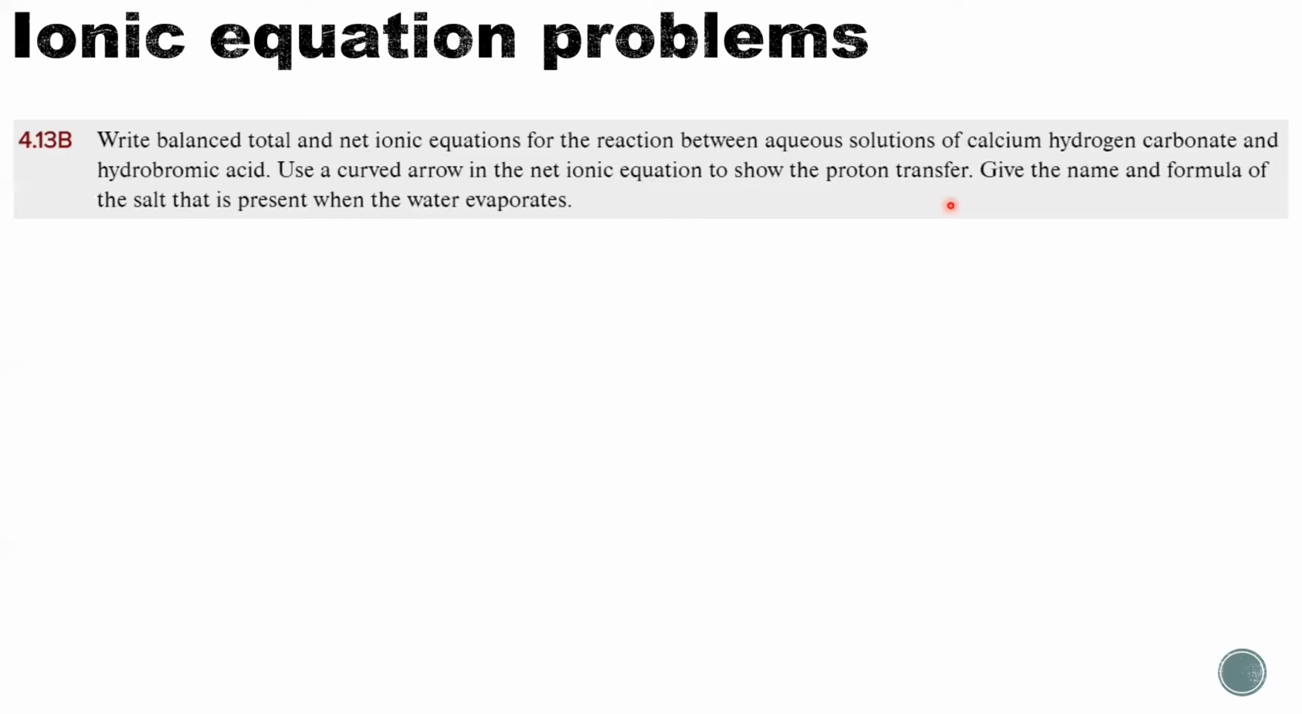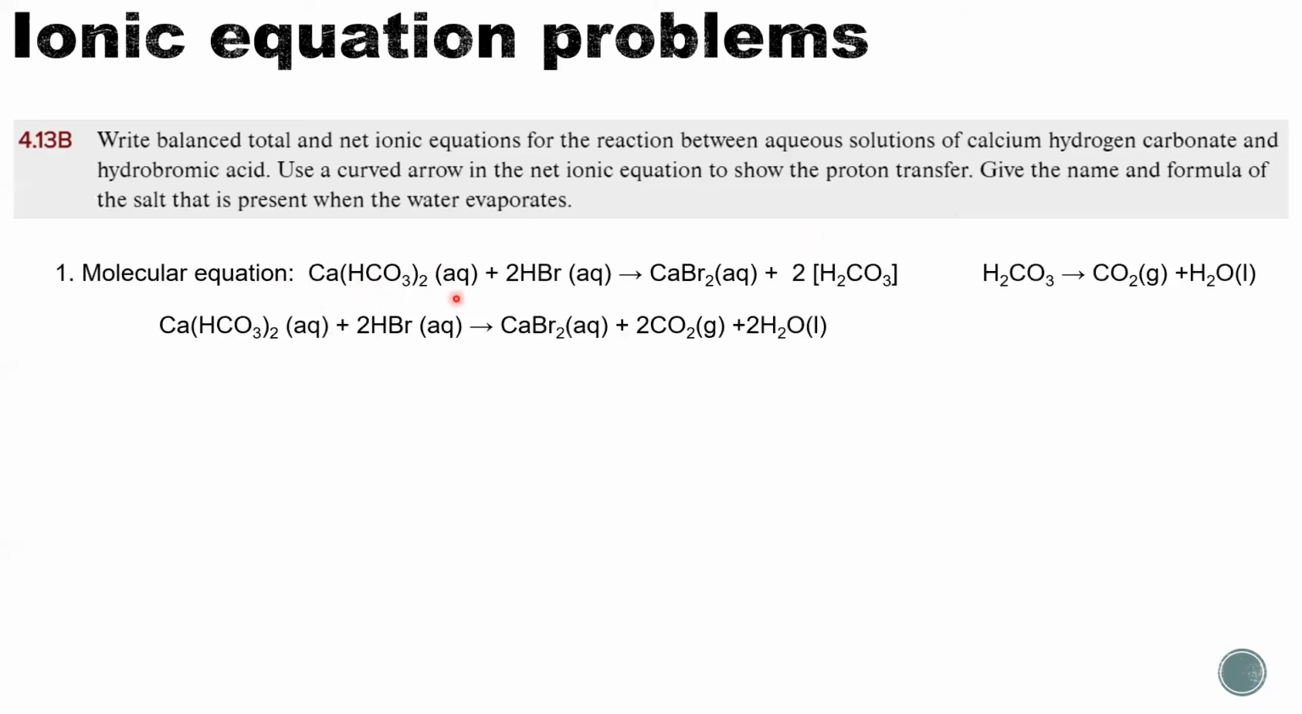Okay, so for writing ionic equations, we first write the molecular equation. The calcium hydrogen carbonate reacts with hydrobromic acid. Because you do the displacement reaction, exchange the anions, we can find the salt and also another weak acid. So it's a strong acid in the reactant and a weak acid in the product. Because carbonic acid is weak and not stable, it further decomposes to CO2 and water. We should write the molecular equation with CO2 and water as the products.